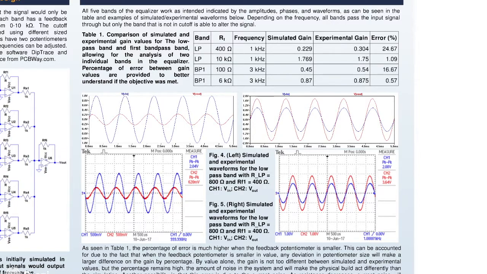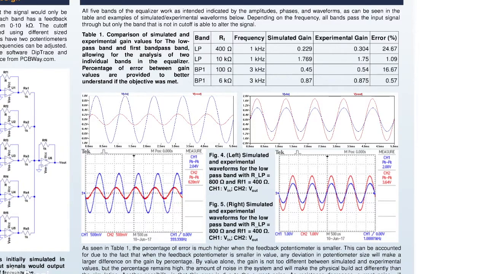In Figures 4 and 5, we have Figure 4 on the left, Figure 5 on the right. Both have the input voltage as blue and the output voltage as red. And we wanted to show that both the amplitude and the phase for both values were very similar.